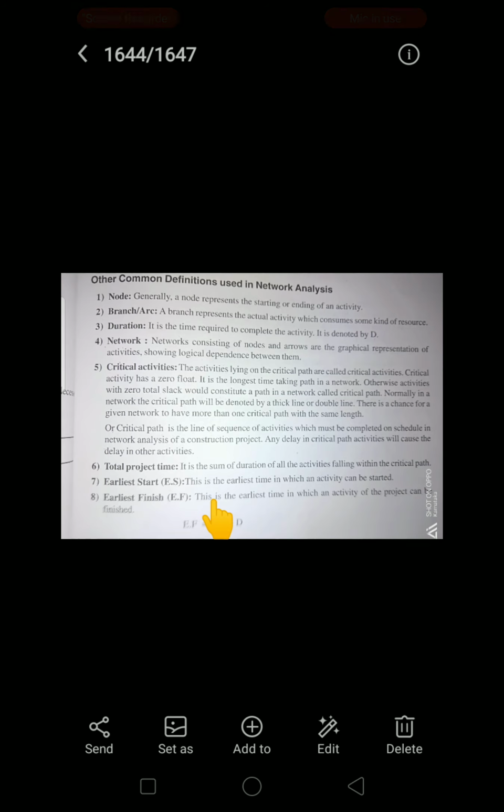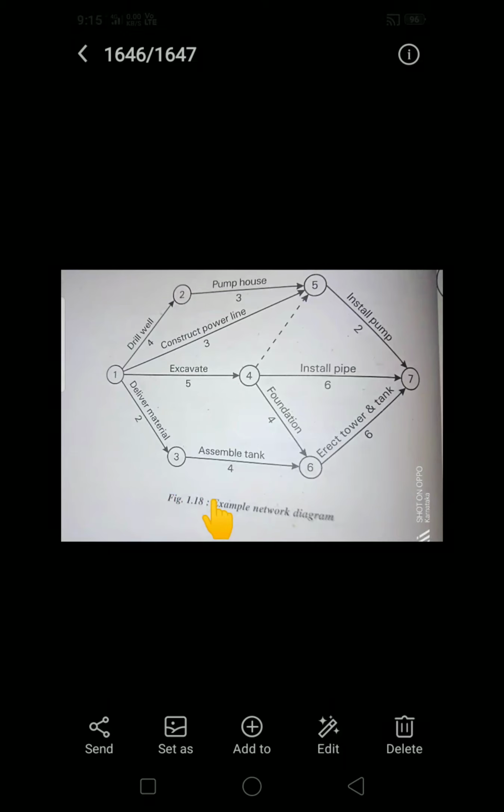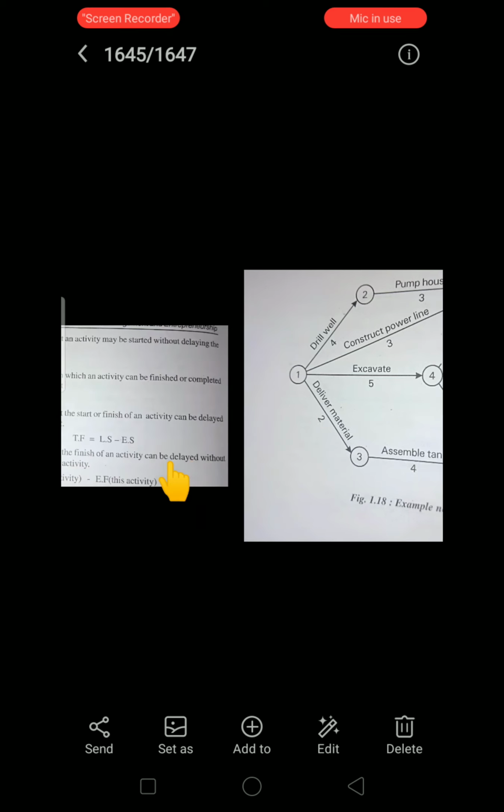So first one is the node, as other common definitions used in network analysis. Node is nothing but it represents the starting and ending of an activity. If I take an example, this circular shape is represented as a node, and for this activity, delivery of material, the starting point is 1 and the finishing point is 3.